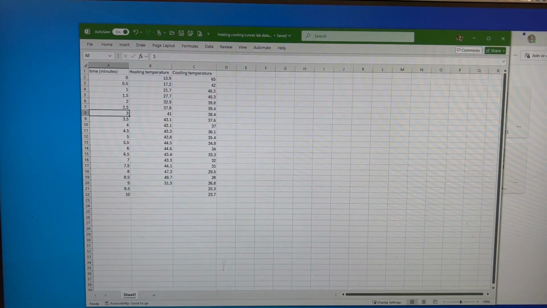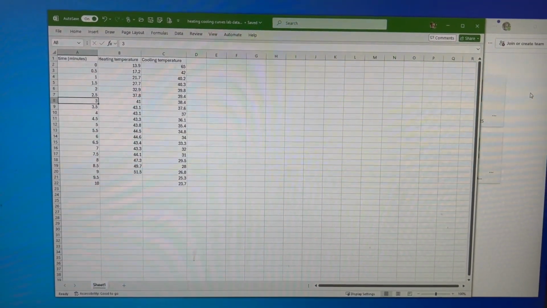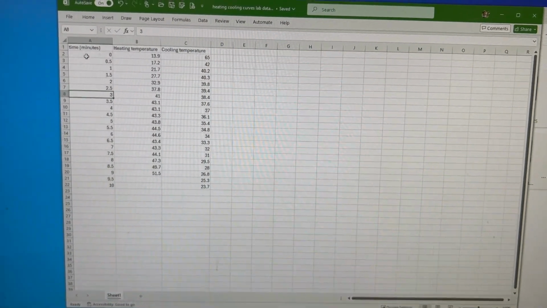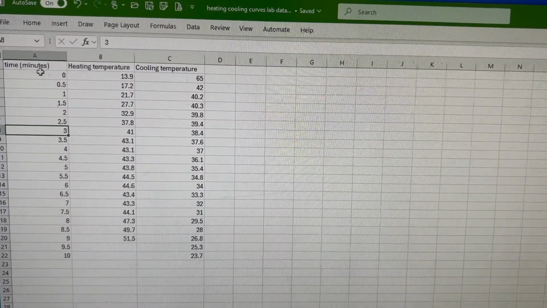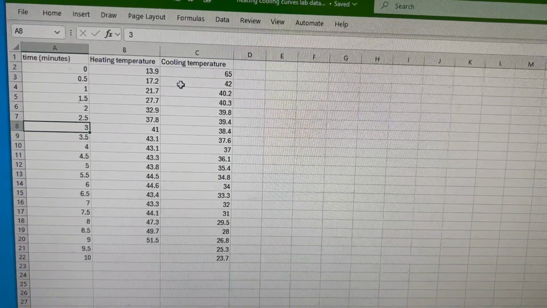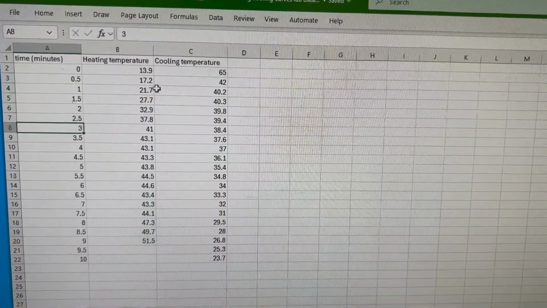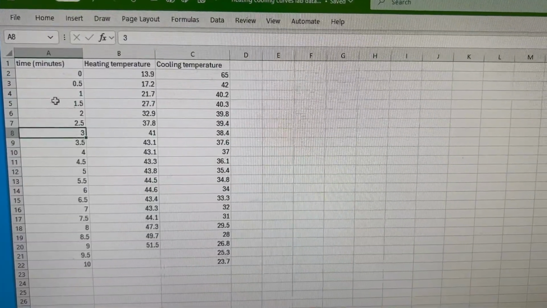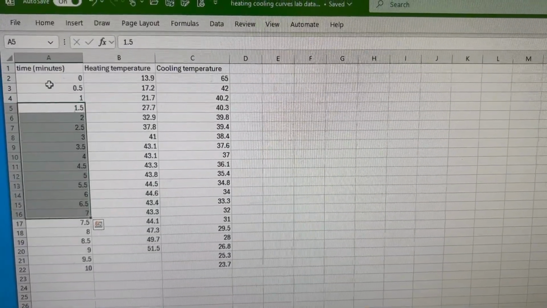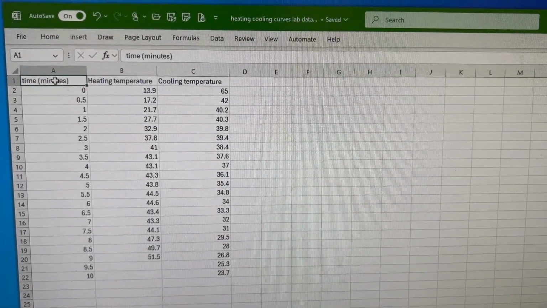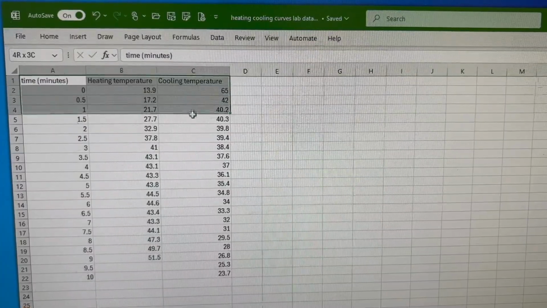What we do for graphing is in Excel, we're going to put all of our data into 3 columns. The first column is going to be the time in minutes, and then we're going to have our heating and cooling curves. It doesn't really matter which order you put the heating and cooling curves, but your time should be first, because Excel is going to graph this and your first column is going to be your x-axis. So what we need to do here is highlight all of our data.